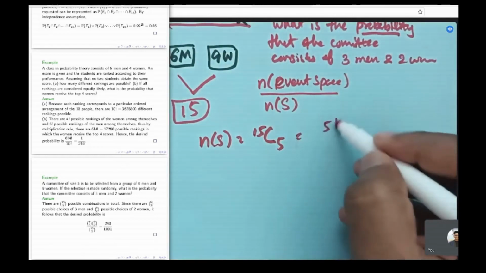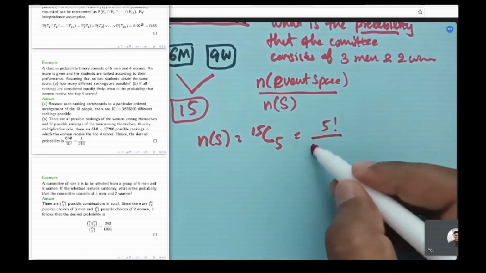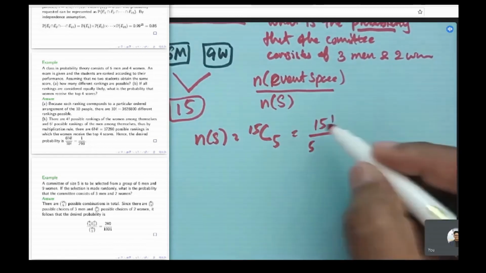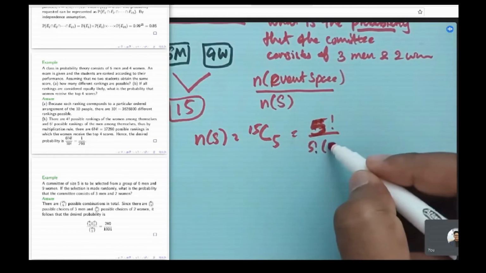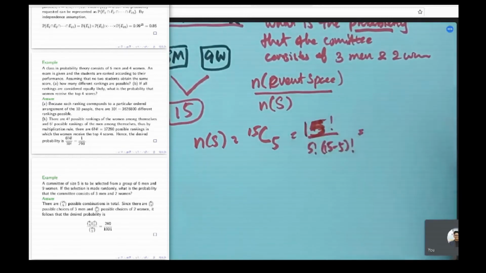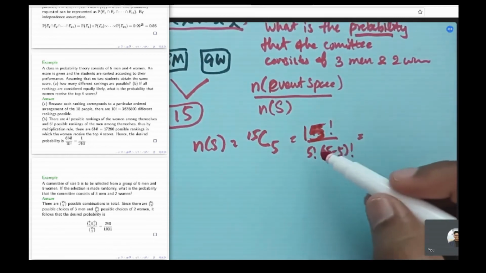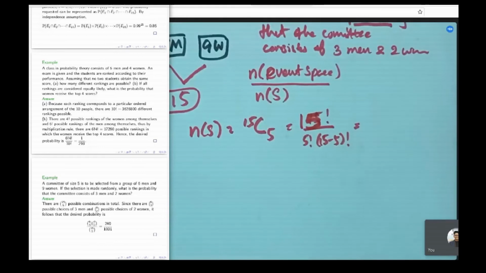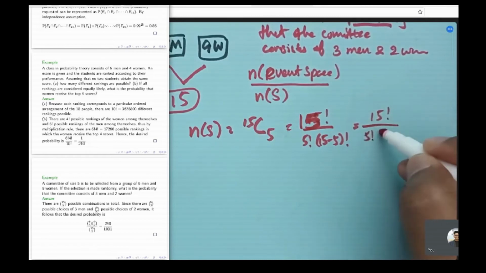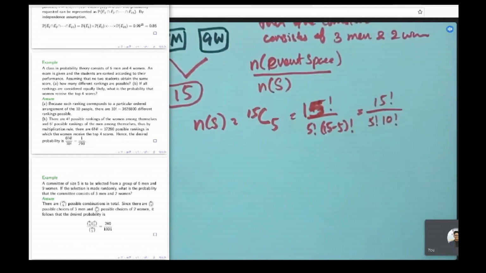So 15C5 is going to be 15 factorial over 5 factorial times 15 minus 5 factorial, which is 10 factorial, right?